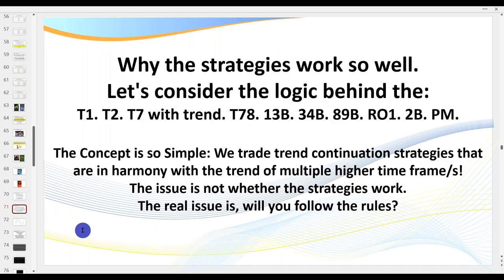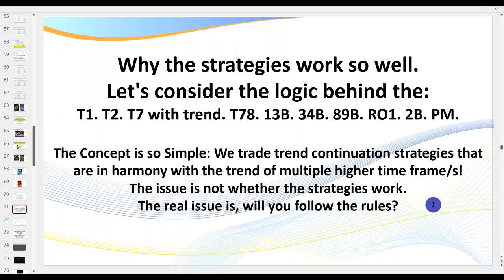So why do the strategies work so well? I've got lots of trend trading strategies, but the only two initially you want to follow are the 34B and the 2B. You'll see all of these are related, and they quite often set up close to one another. But your PMs, that's a pivot magnet trade, kick butt every single day if you're in a trendy market. Forget trading pivot magnets if you're not in a trend, but you start with these. Your 34Bs and your 2Bs are what we call trend continuation strategies.